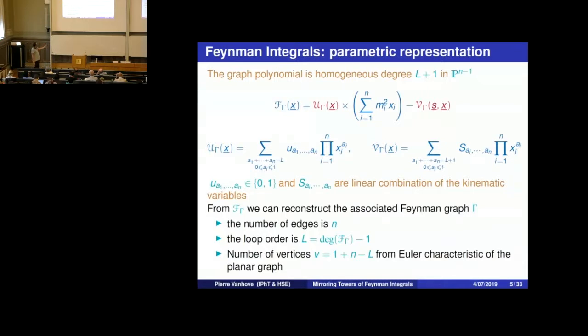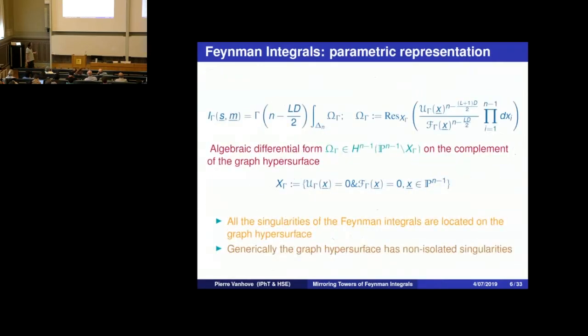Once you have a graph, you can of course construct this F gamma. It's in every quantum field theory book. But if you have F gamma, you can also reconstruct the graph, because you know the number of edges is n, the number of loops is the degree minus 1, and the number of vertices, by Euler characteristic, is given by this. And by looking at the coefficients here, you can reconstruct the incidence matrix and everything. Okay.